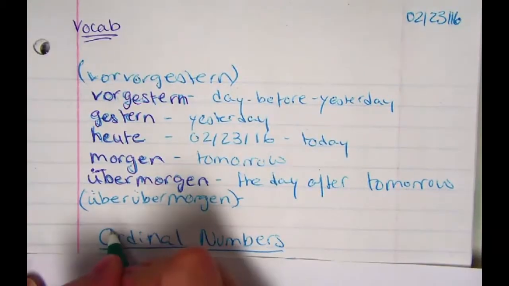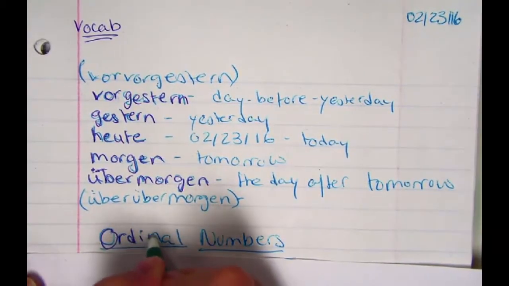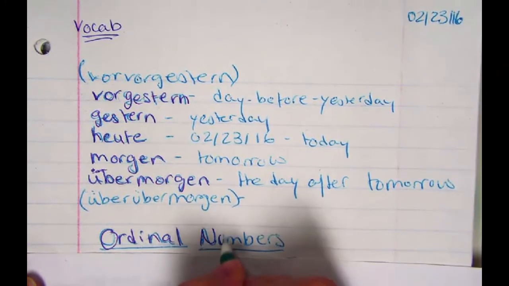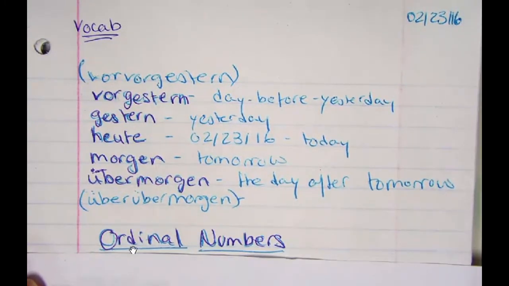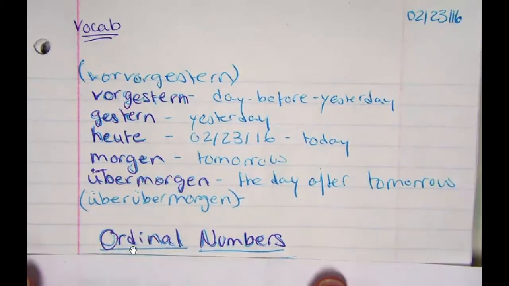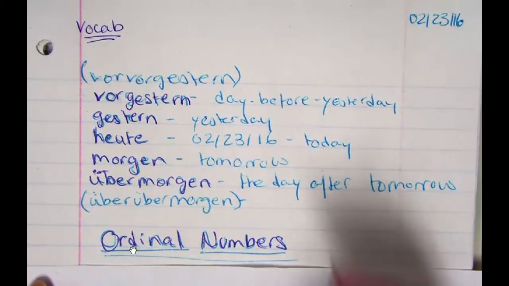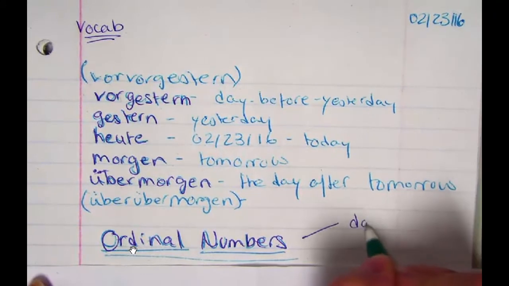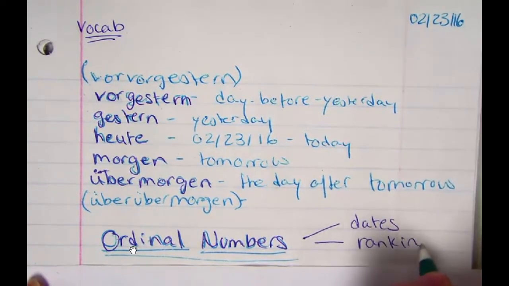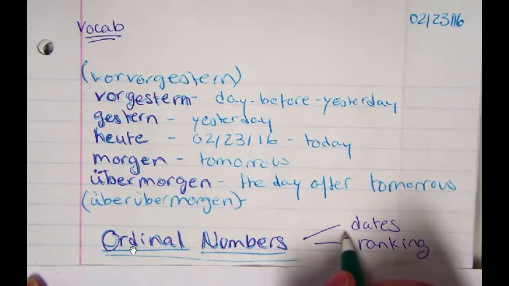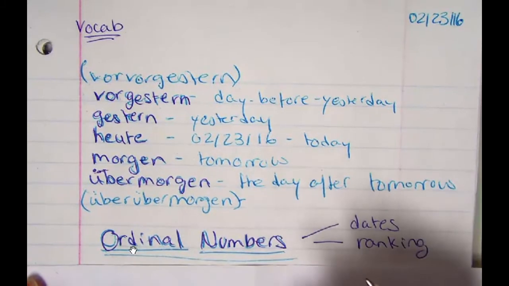Having that, what the heck are the ordinal numbers? Now the ordinal numbers, as you hopefully have figured out when doing your workbook page yesterday, are the numbers that you use in dates. And you also use them when you're ranking things. So when you're ranking different things or when you're writing dates, you need ordinal numbers.